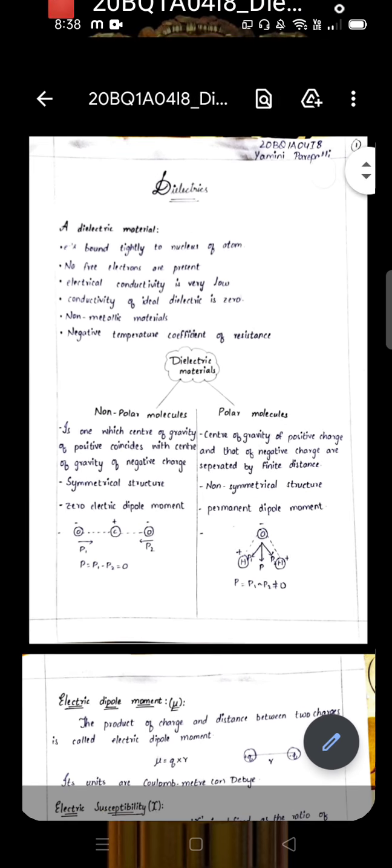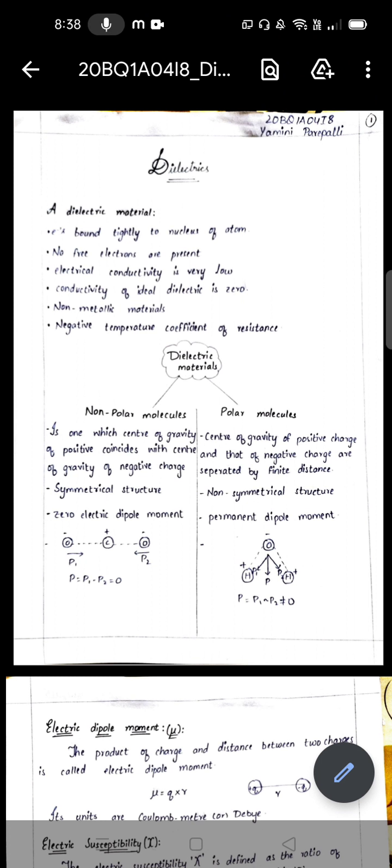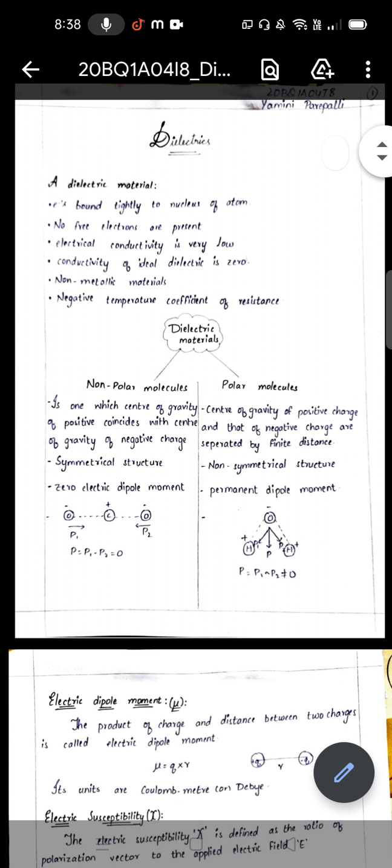Now let's discuss dielectrics. A dielectric material has electrons bound to the nucleus of the atom. No free electrons are present in the dielectric molecule. Electrical conductivity is very low for dielectric materials. Conductivity of the ideal dielectric material is zero. Dielectric materials are mostly non-metallic. A negative temperature coefficient of resistance is present for dielectrics.